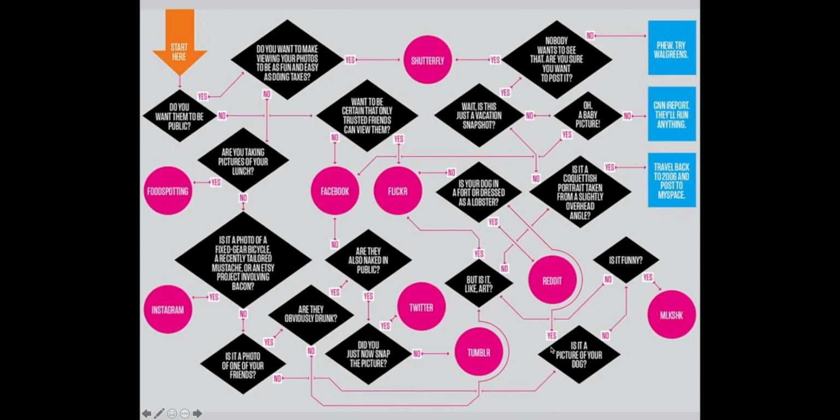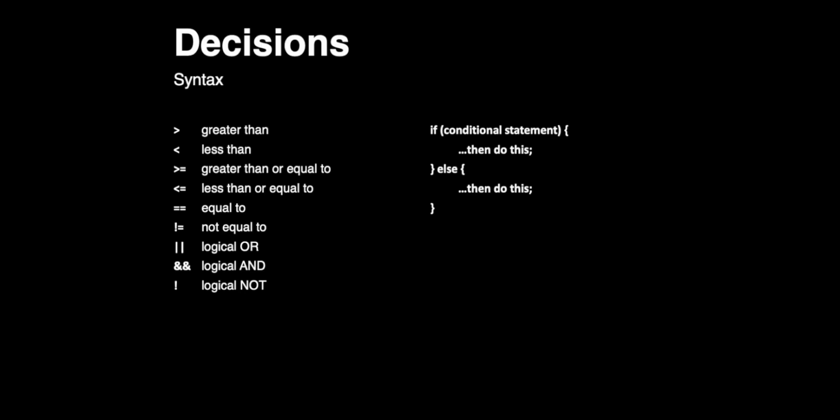So you can kind of think of it as like a mind map. So if you go one direction is yes, one direction is no, then you get a different result based off of those tests, based off of that yes or no answer.